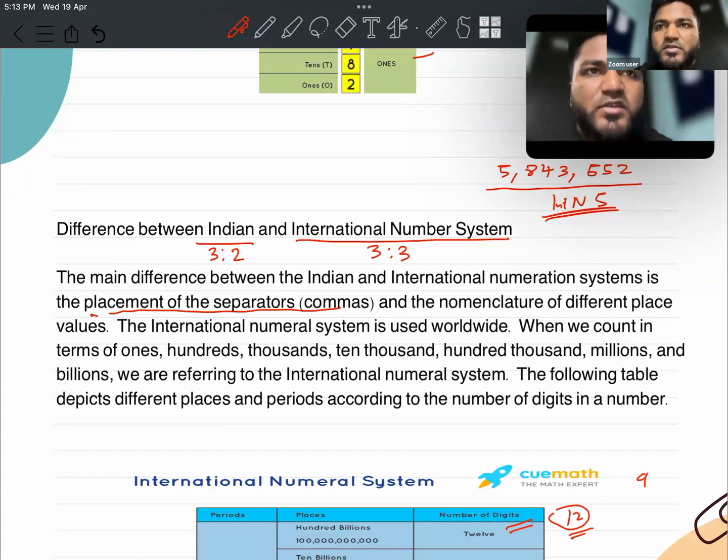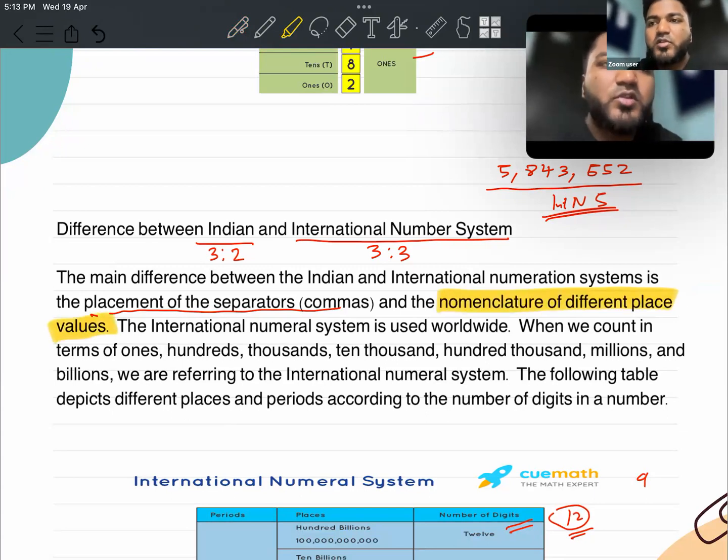What another difference can you notice? The nomenclature of different place values. Nomenclature simply means naming. In the Indian numeral system, we call numbers according to different nomenclature, while as per the international numeral system, we call numbers as per a different naming system.